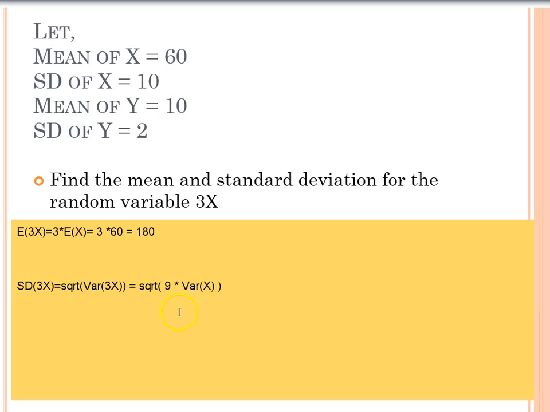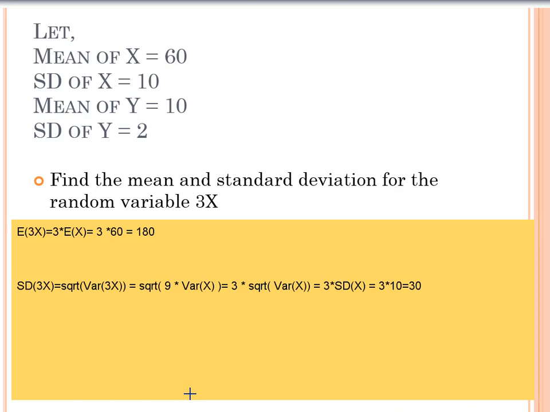Because these are multiplied under the square root operator, we can square root them separately. So the square root of 9 is 3, and then we're left with the square root of the variance of x. Now remember that the definition of the standard deviation is just the square root of the variance, so we're actually left with 3 times the standard deviation of x. And we know what the standard deviation of x is. That's given to us in the problem. That is 10. So the answer to this is 30.